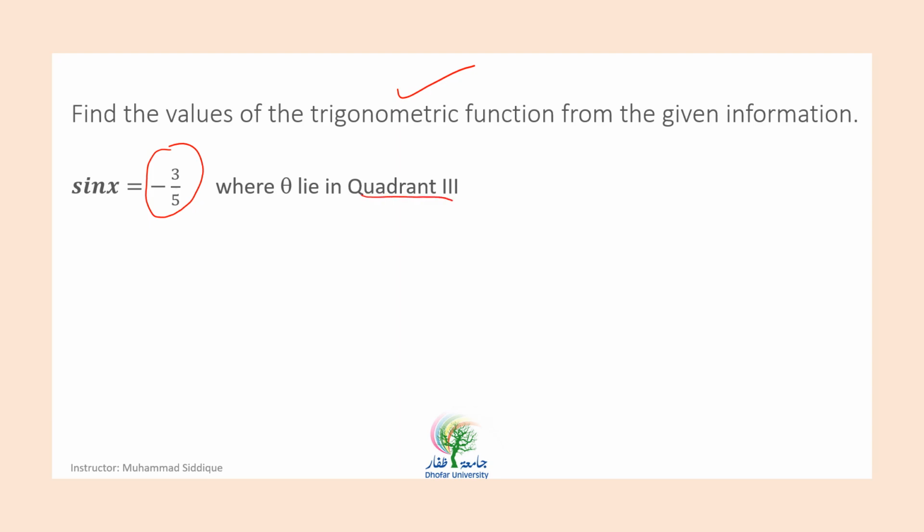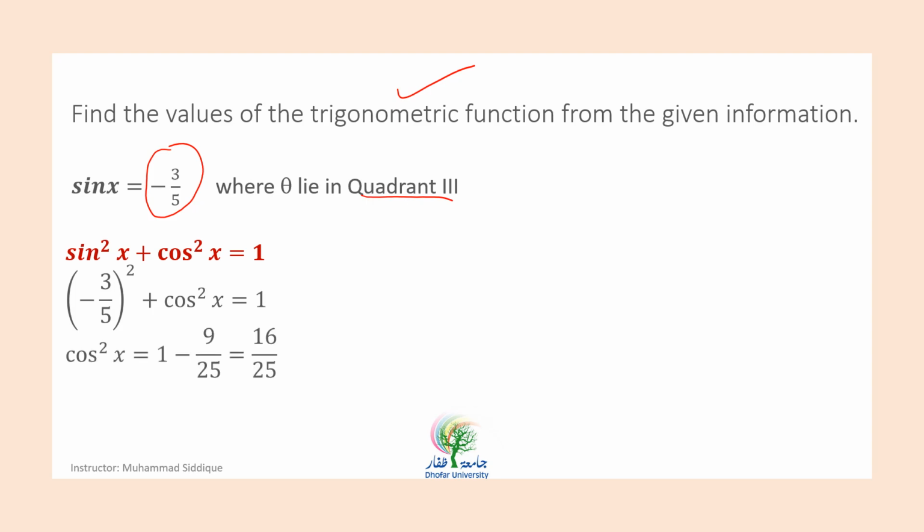Okay, let us start. We know one rule: sine square x plus cosine square x equals 1. Put the value of sine x, and cosine x will come plus or minus 4 by 5. We know quadrant 3. In quadrant 3, cosine is minus. So the value of cosine is minus 4 by 5.